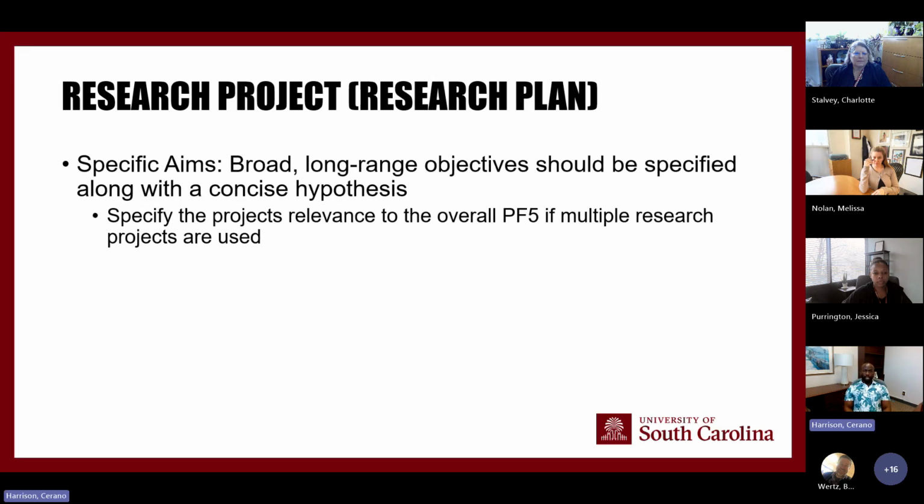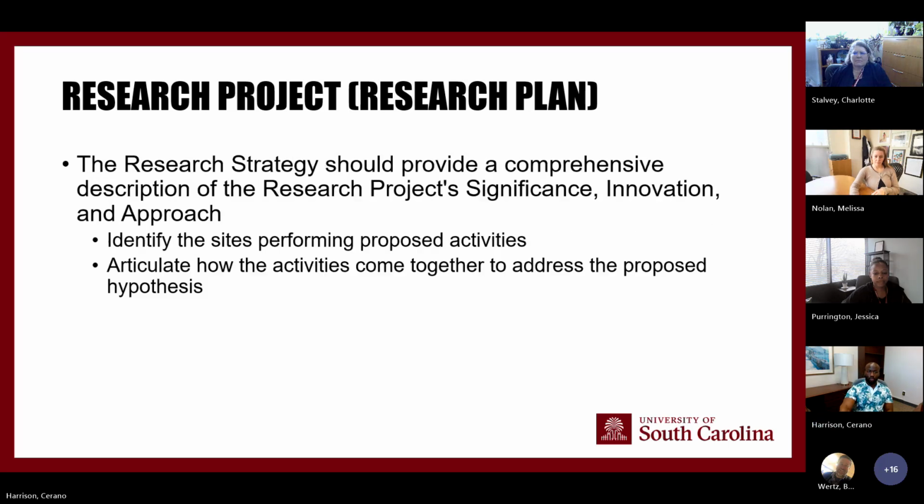For the specific aims for the research project, you should include your broad long-range objectives, along with a concise hypothesis. So you should specify the project's relevance to the overall PF5 if multiple research projects are used. Your research strategy should provide a comprehensive description of the research project's significance, innovation, and approach. You should additionally identify the sites performing the proposed activities and articulate how the activities come together to address the proposed hypothesis.